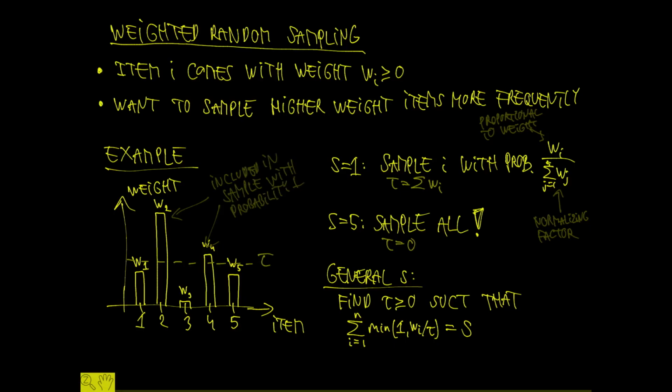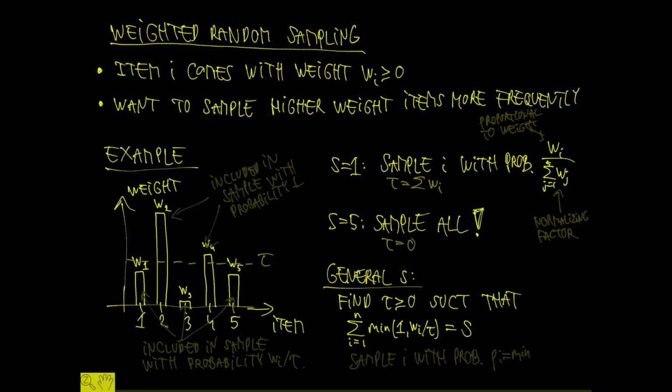But in general, tau will be somewhere in the middle, where there are some weights that are above tau, and they will be included in the sample with probability 1. And there are some elements that are below tau, and they will be included in the sample with probability which is the weight divided by tau. And it's easy to see that if we do it like this, the expected sample size is exactly S. So let's call this sampling probability p_i, the minimum of 1 and w_i over tau.